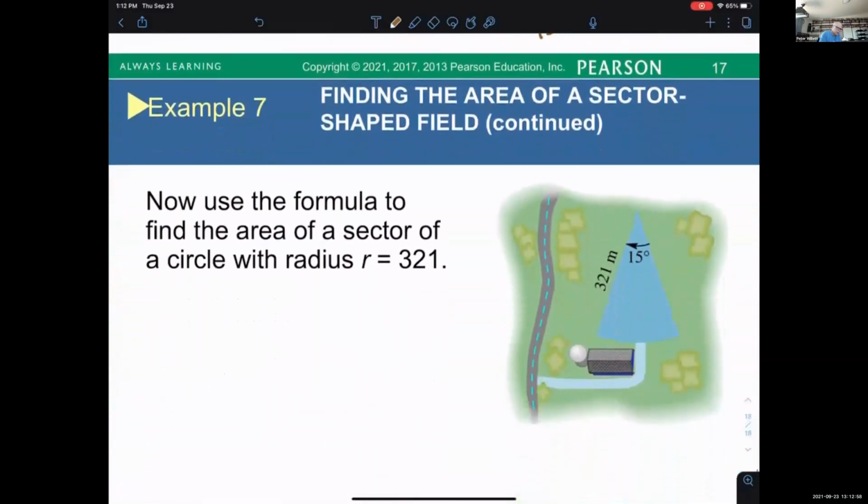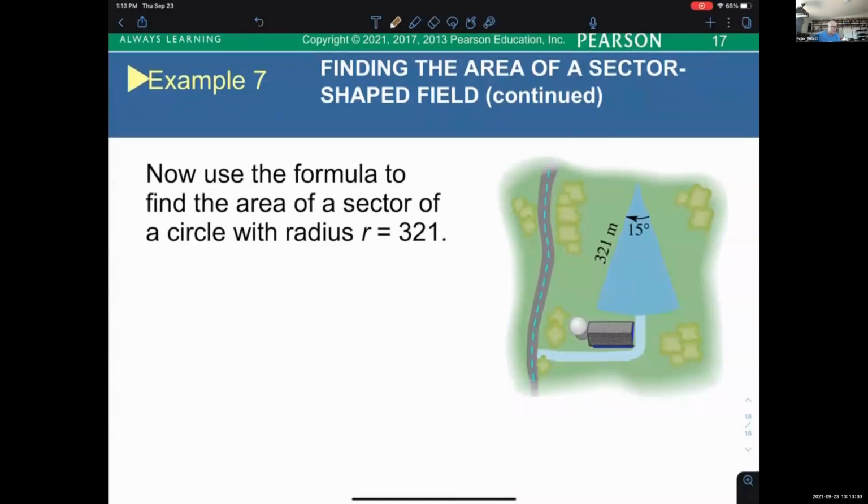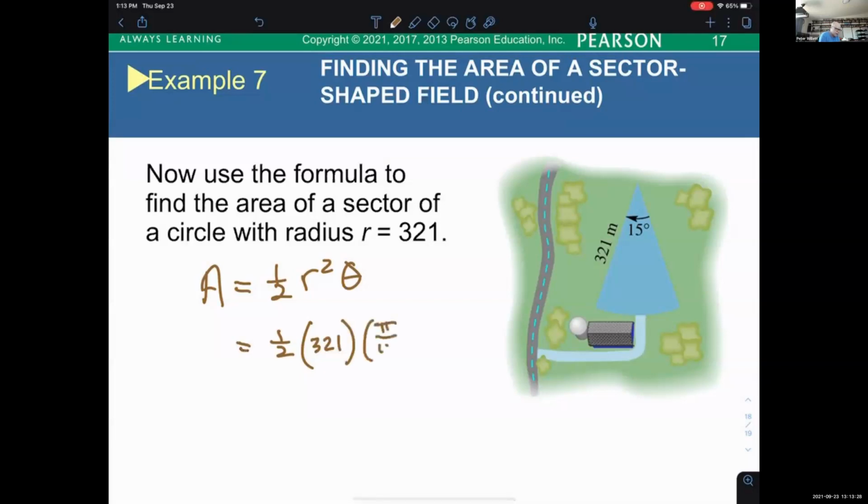All right, it says now, once you've done that, we use the formula to find the area of the sector. Just to replicate it here, what was the formula they gave us a couple slides ago? It's 1/2 times the radius squared times theta in radians. So now we'd be looking at 1/2 times 321 squared, in meters, and then we would multiply that by pi divided by 12, the radian measurement.